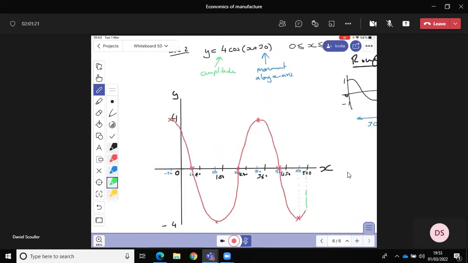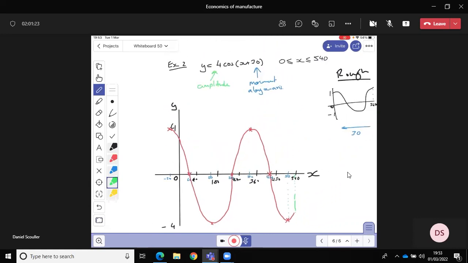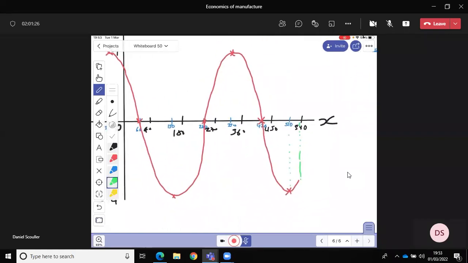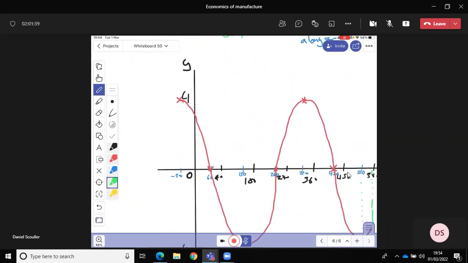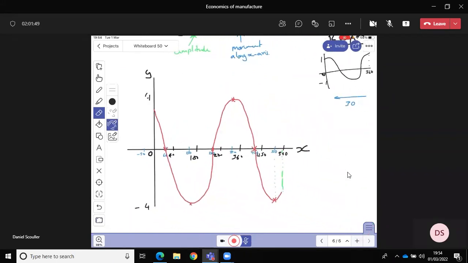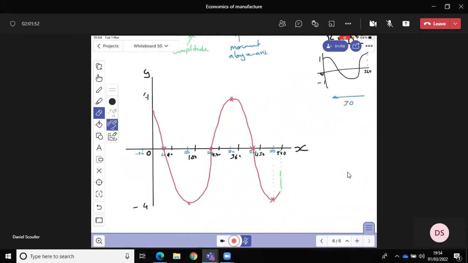But remember, the limits is between 0 and 540, so we need to continue that a wee bit further. After that minimum, it starts to rise again. It rises until it reaches 540 and then it stops. Remember at the start, it's asking us to start it at 0. So this bit here, we don't need. Okay, so that's your graph. Did I lose anyone?